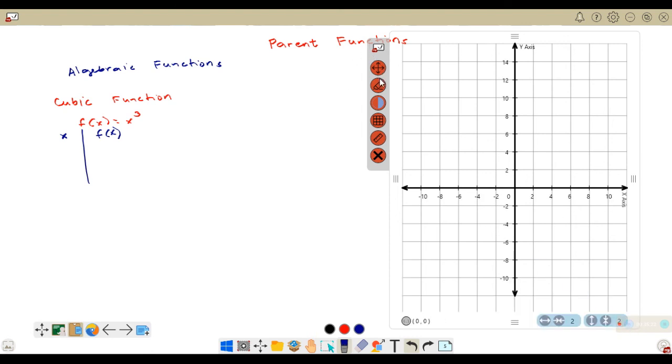Okay, so I will just plot here some obvious points. So at negative 2, it is negative 8. At negative 1, of course, it is also negative 1. At 0, it is also 0. At 1, it is 1. At 2, it is positive 8. And then just draw a smooth curve connecting all the points.